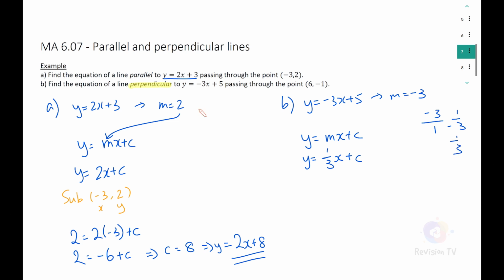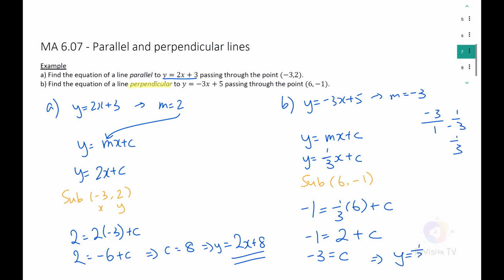Okay, next sub in the point 6, minus 1. So we're going to substitute 6, minus 1. x is 6, y is minus 1. So minus 1 equals a third times 6 plus c. Minus 1 equals a third times 6, which is 2, plus c. So bring the 2 over, becomes minus, so minus 3 equals c. c equals minus 3. So the equation therefore is y equals a third x minus 3. And that will be the answer. Okay, y equals a third x minus 3.